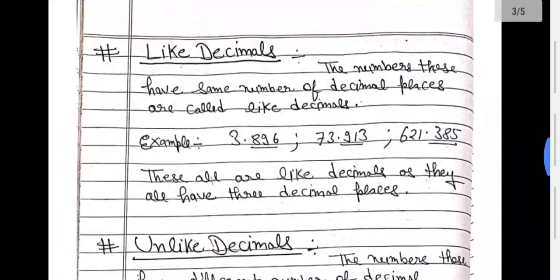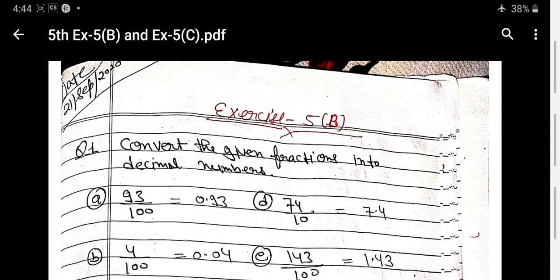So now we have completed exercises 5B and 5C. Now you have to write all these questions in your fair notebook. If you have any doubt, you can ask me now. Thank you.